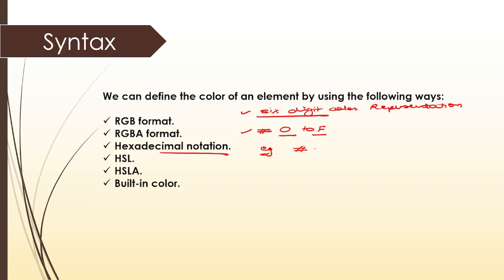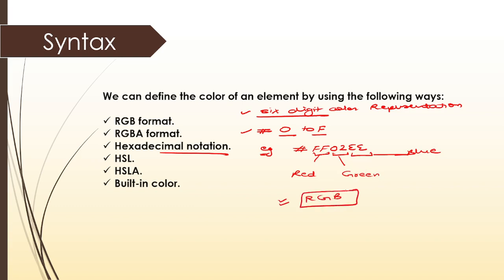Let's say I'm writing it as FF02EE. You can write any combination from 0 to F here. The starting 2 digits represent the color red, the middle 2 digits represent the color green, and the last 2 digits represent the color blue. So this is how it follows RGB properties. That is the basic property of colors.